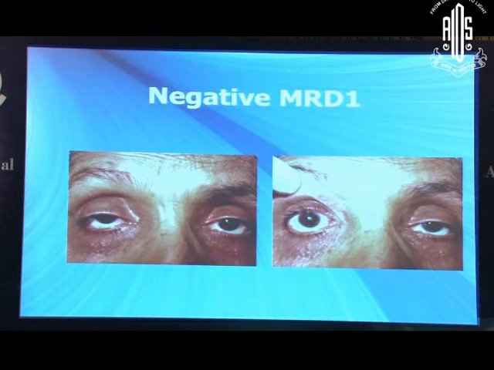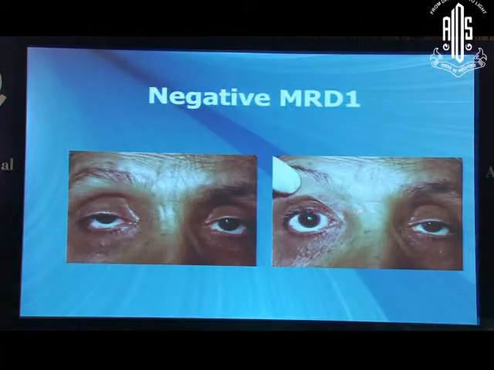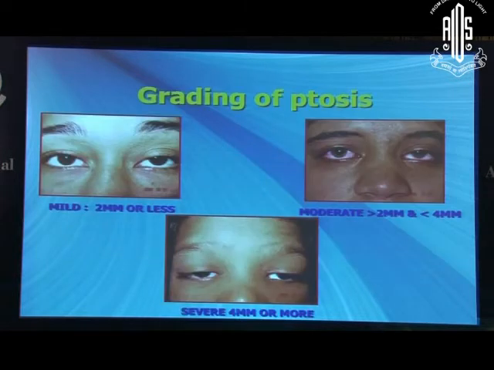And in those cases where the pupil is covered, you may need to lift it to say that this is negative MRD1. Say this would be if you need to lift 1 millimeter to get to the pupillary light reflex, that means the MRD1 is -1. And then you can grade the ptosis as mild, moderate, or severe, severe being 4 millimeters or more, and mild being 2 millimeters or less.